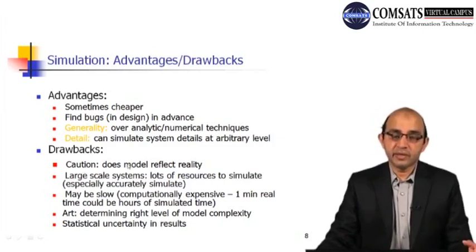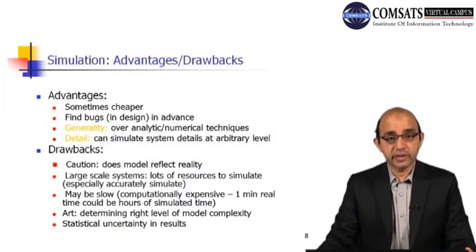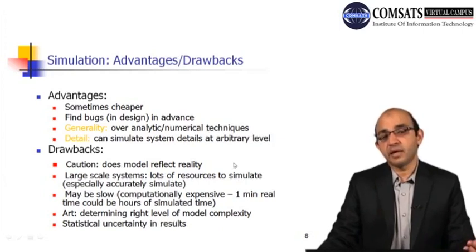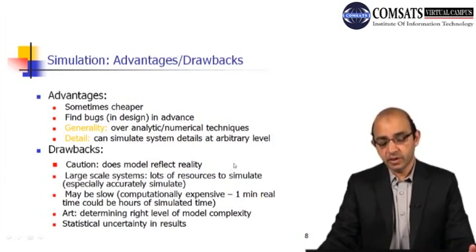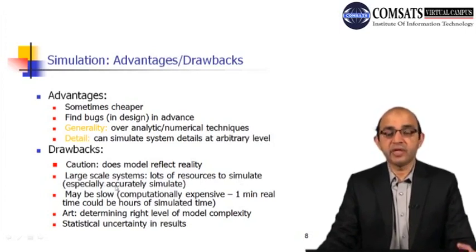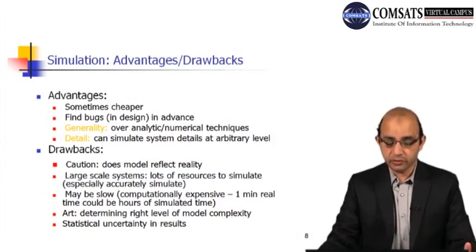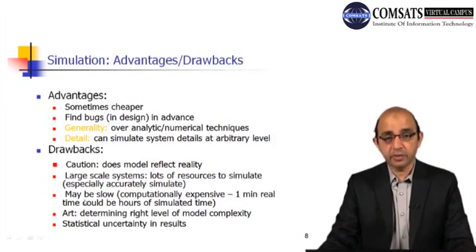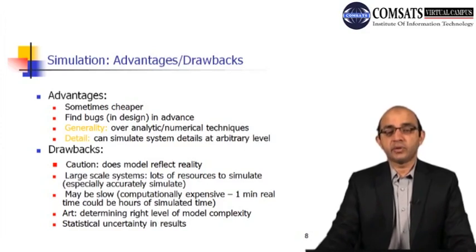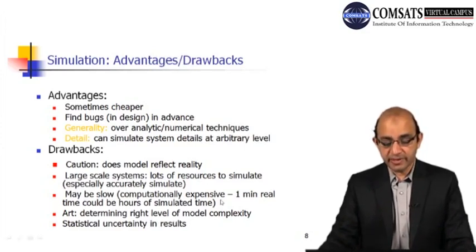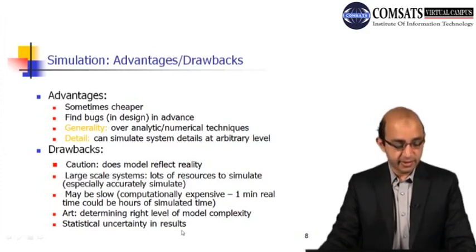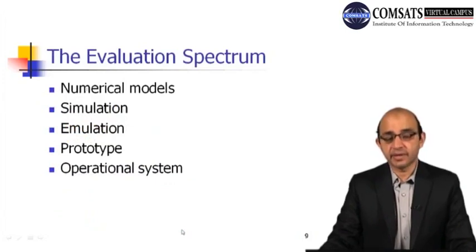So there can be a use case or scenario where the simulation scenario does not reflect the actual system or real system in reality, right? Large scale systems need a lot of resources to simulate, so we need intensive computational power in order to simulate large systems. It may be slow if we don't have the computational power that is required to simulate the system, computationally expensive, and statistical uncertainty in results. So we can have statistical uncertainty.